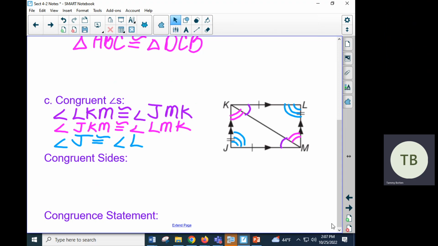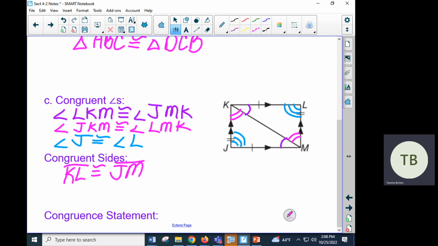Okay. Now what they're asking me to do is write down my congruent sides. And notice that segment KL has 1 dash as well as JM does. So those 2 are congruent. Then notice that KJ and LM are congruent. So I can say KJ is congruent to LM.